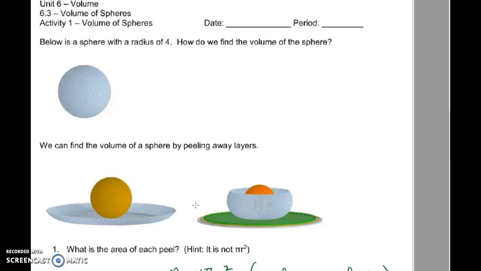In this video, we're going to start off with a problem. Below is a sphere with a radius of 4. And how do we find the volume of the sphere? Well, it seems like what we're going to need is a formula to actually calculate that volume. But again, we're not just going to give you the formula. We want to develop it and see where it comes from.